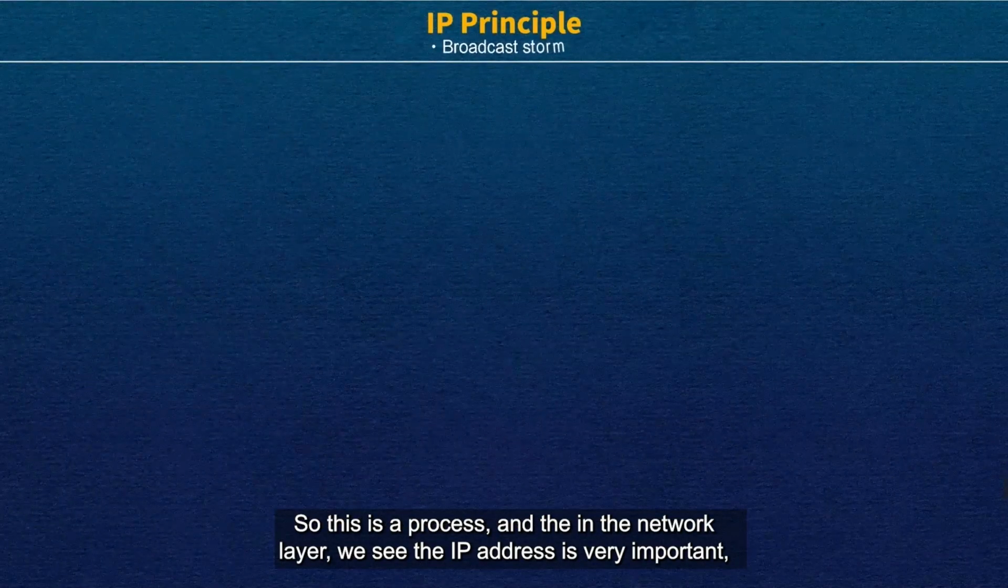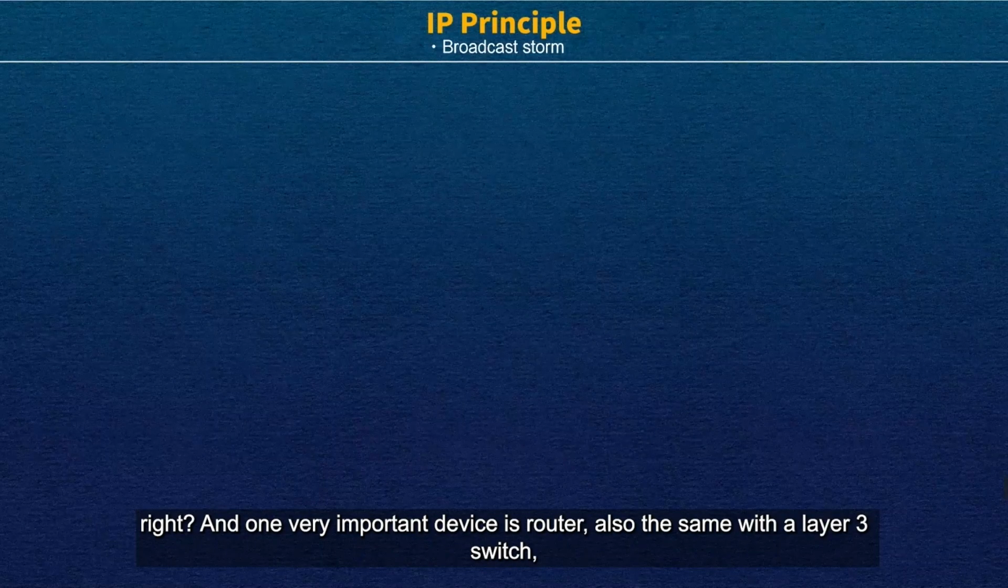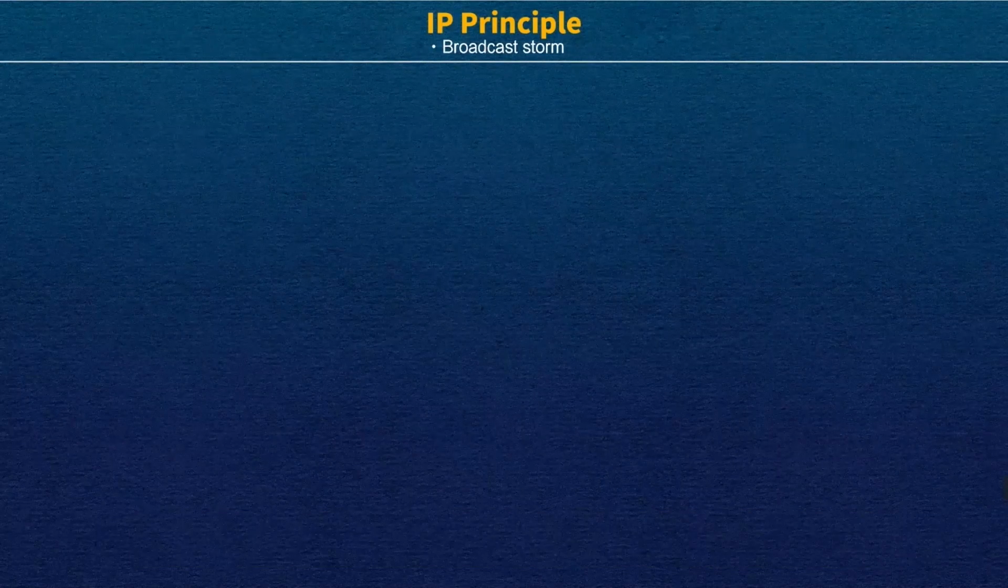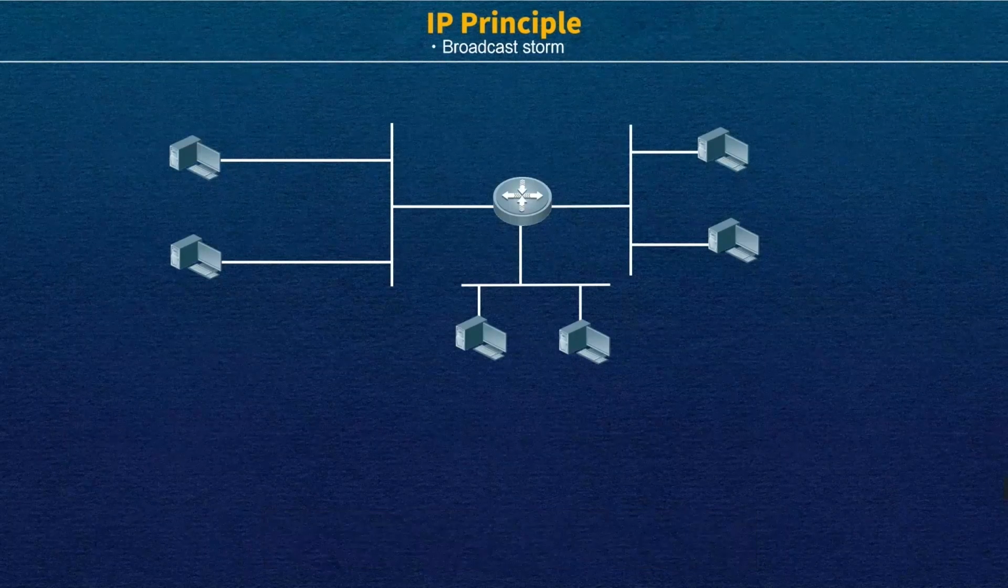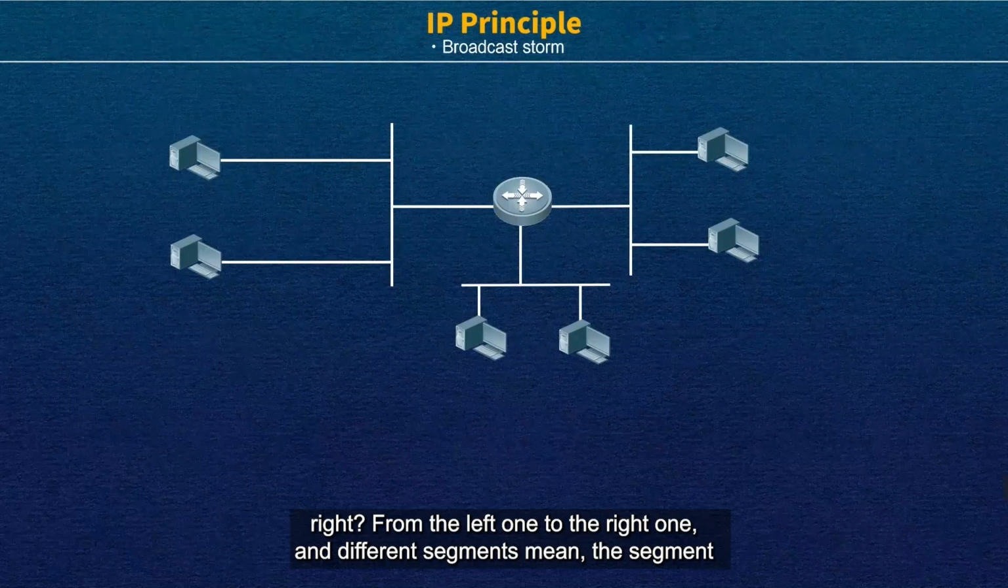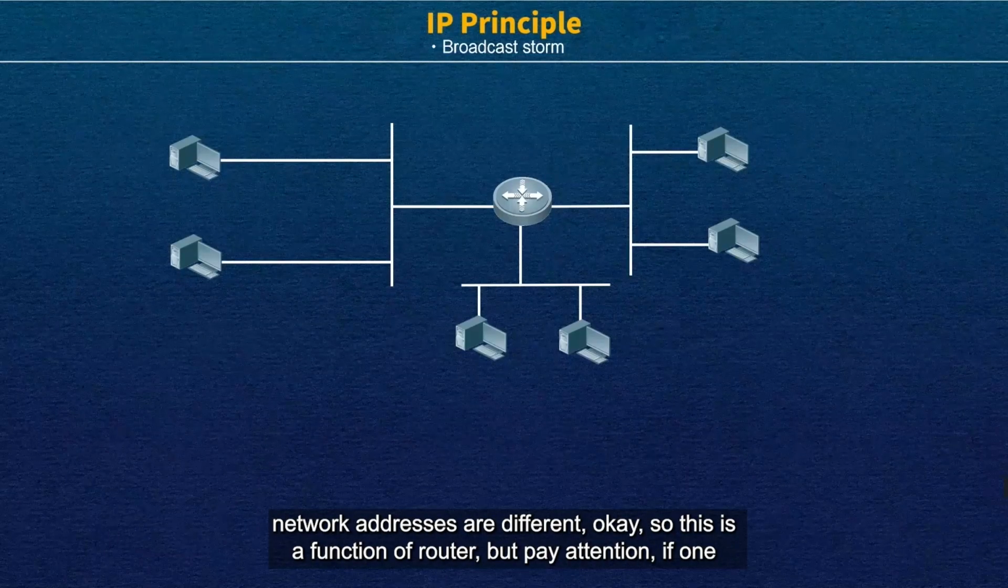And in the network layer, we say the IP address is very important, right? And a very important device is a router. Also, you can say it is a layer 3 switch. And in this topology, the router can help to forward the packets between different segments, right? From the left one to the right one. And different segment means this segment's network address is different. Okay, so this is the function of the router.